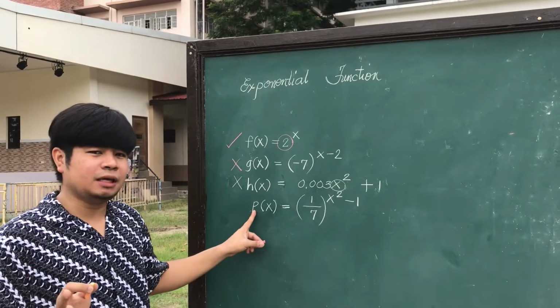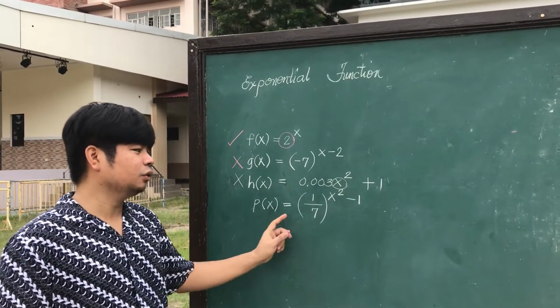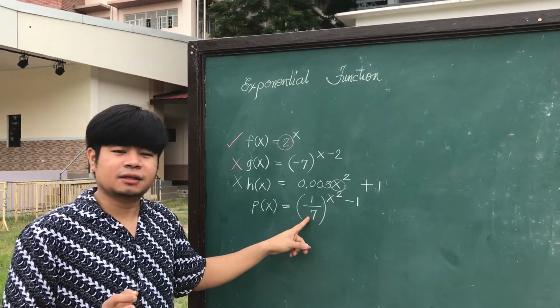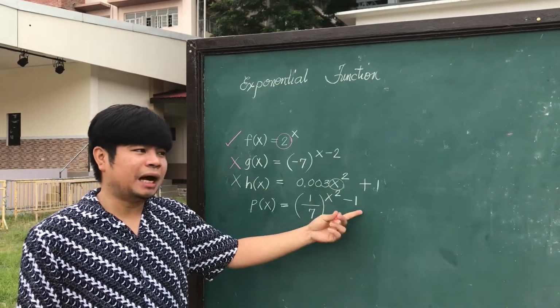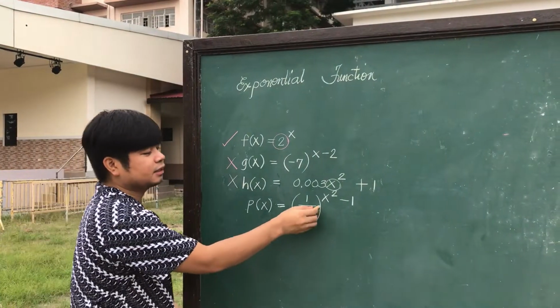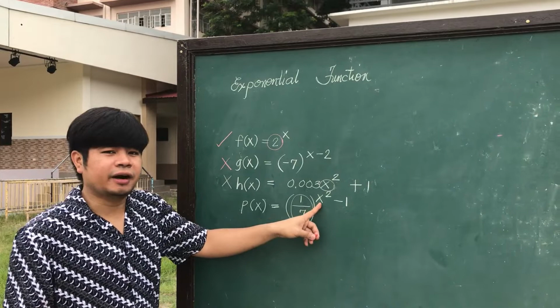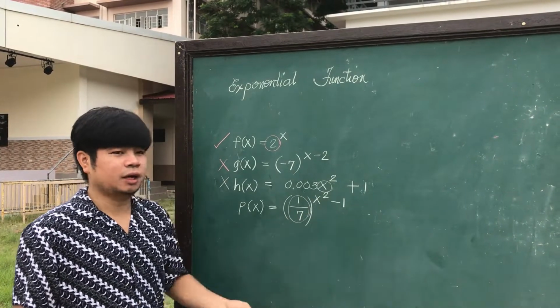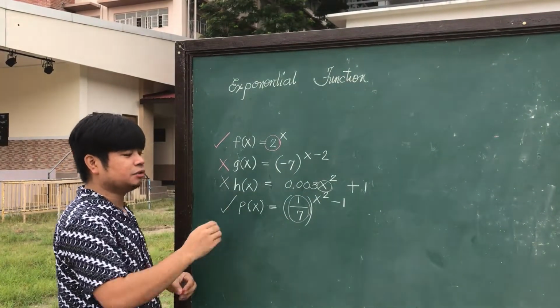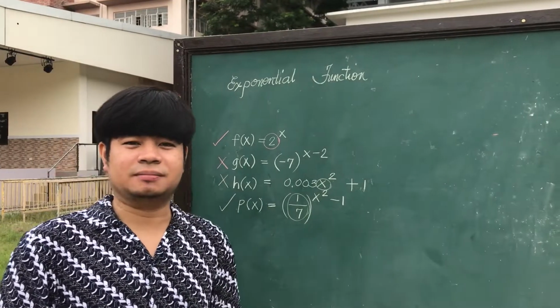Observing function p, which is p of x equals 1 over x, the quantity raised to x squared minus 1, the base is greater than 0, and in the exponent there is a variable, x squared minus 1. We consider function p as an exponential function.